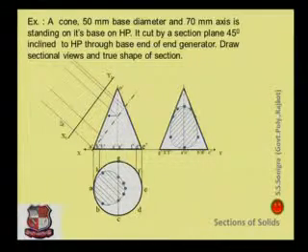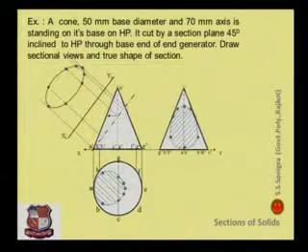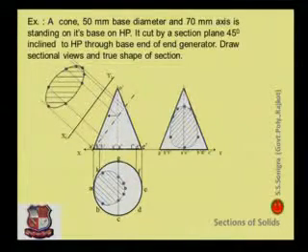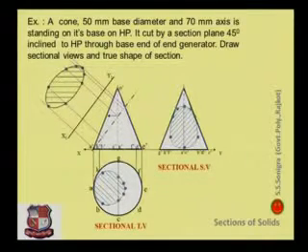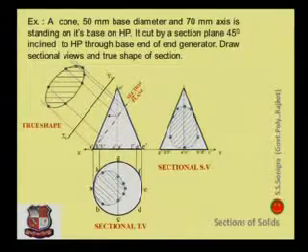With the analogy which we used earlier, draw here the true shape by taking distances from the top view to the XY line and locate these points. Join these points with a smooth curve and draw section lines. This is the sectional top view, this is the sectional side view, and this is the true shape of the section. This is the section plane, which is the cutting plane of this solid. So this is the true shape, sectional side view, and sectional top view.